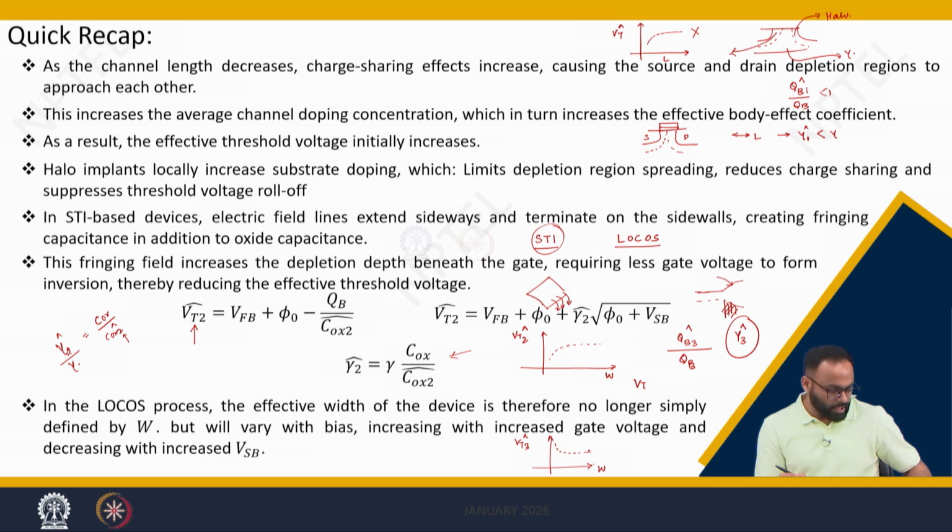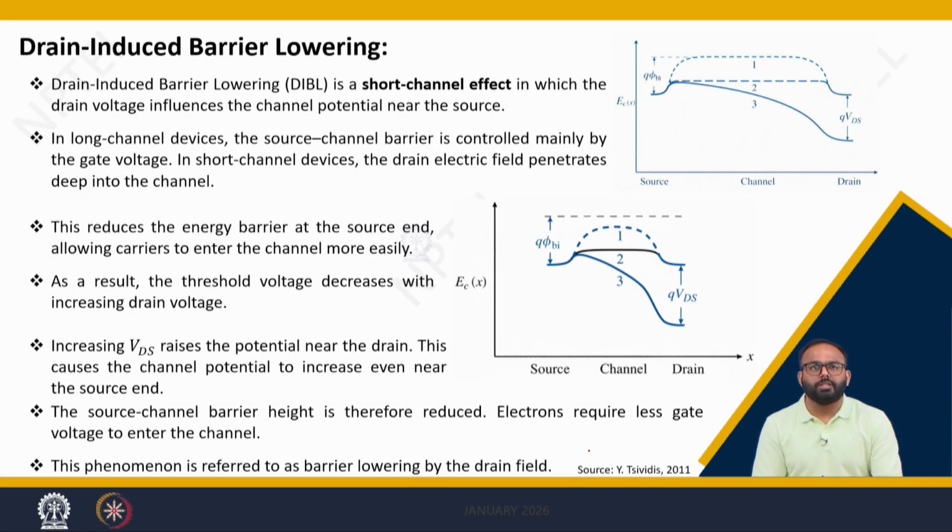So, let us see another short channel effect, which is drain induced barrier lowering. Drain induced barrier lowering is a severe short channel effect in which the drain voltage influences the channel potential near the source. To understand this, let me plot the band diagram of a basic MOSFET.